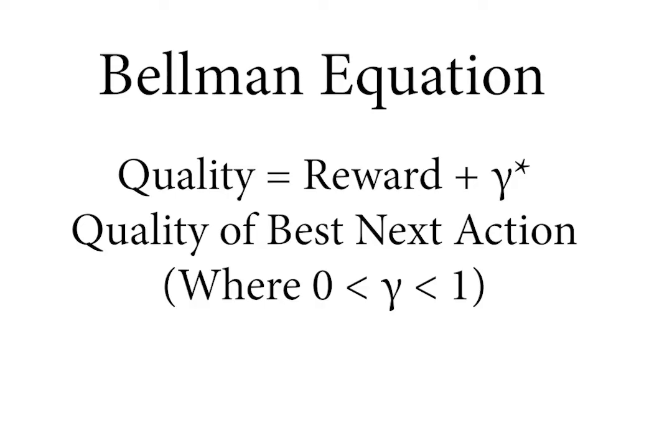The Q table starts off blank, but as the agent makes more moves and gets more experiences, the table is updated according to the Bellman equation. The quality of an action, or the value of an action on the Q table, is equal to the reward obtained from performing that action, plus some fraction of the quality of the best next action that I can take.